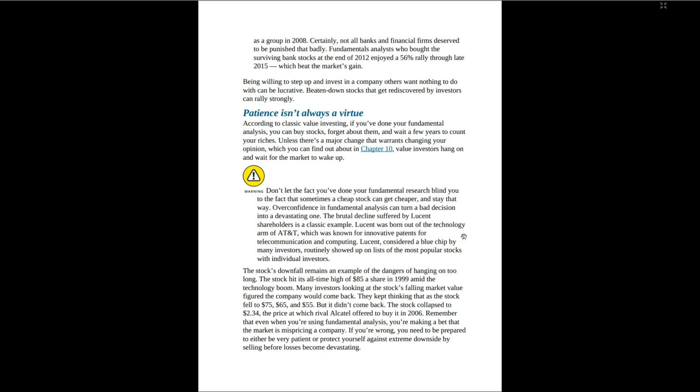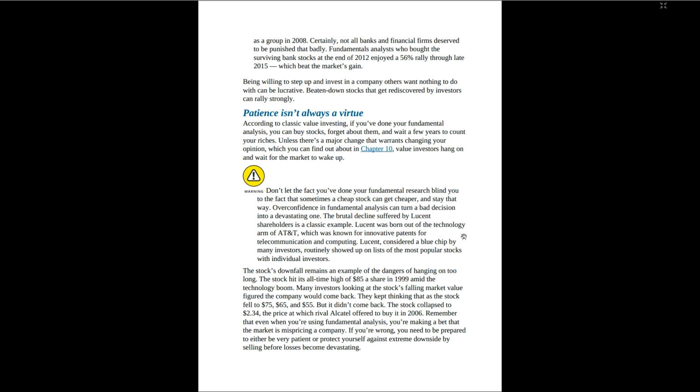Overconfidence in fundamental analysis can turn a bad decision into a devastating one. The virtual decline suffered by Lucent shareholders is a classic example. Lucent was born out of the technology arm of AT&T, which was known for innovative patents for telecommunication and computing. Lucent, considered a blue chip by many investors, routinely showed up on lists of the most popular stocks with individual investors. The stock's downfall remains an example of the dangers of hanging on too long.